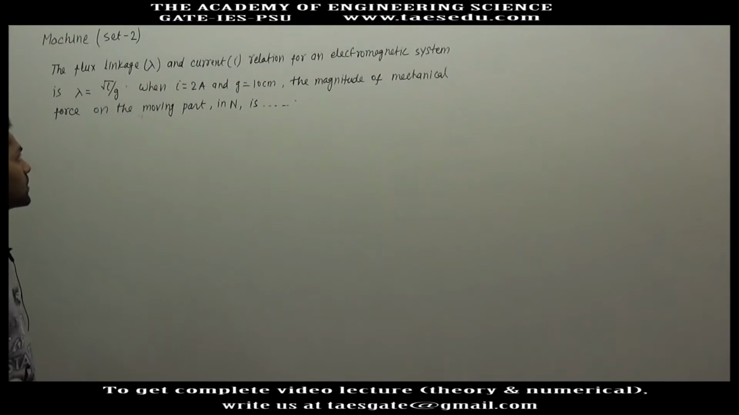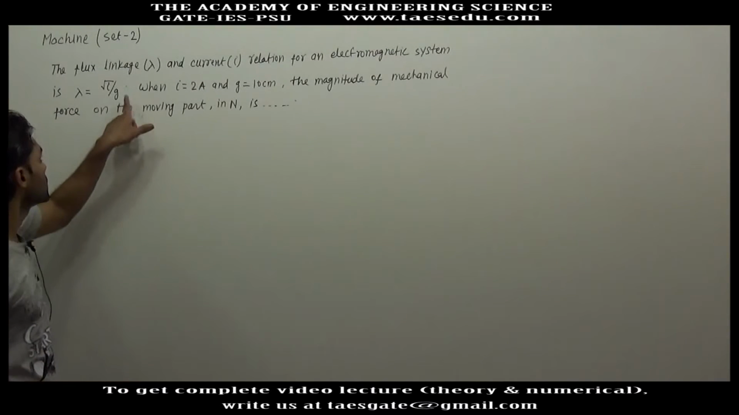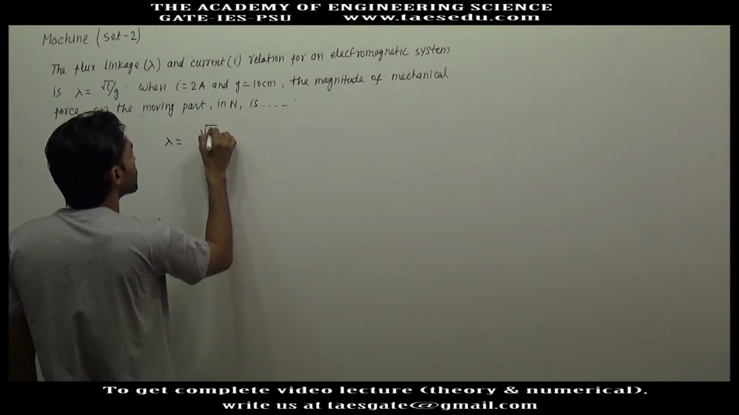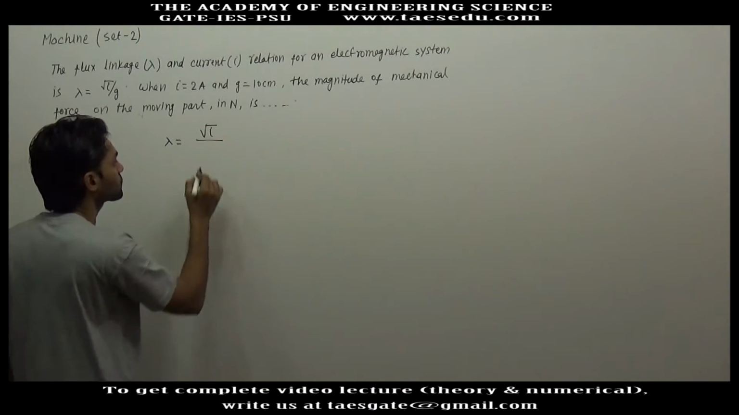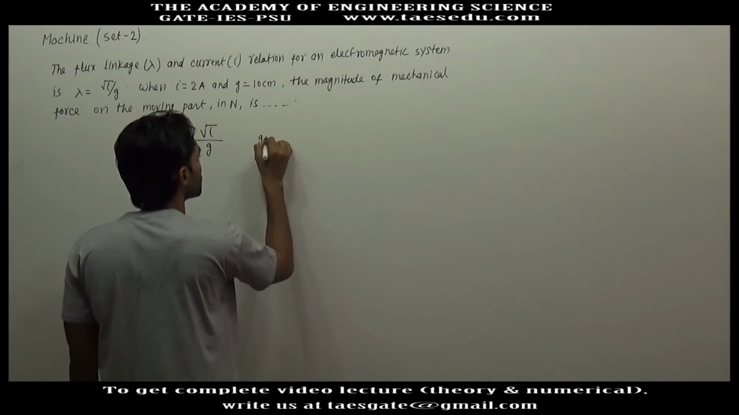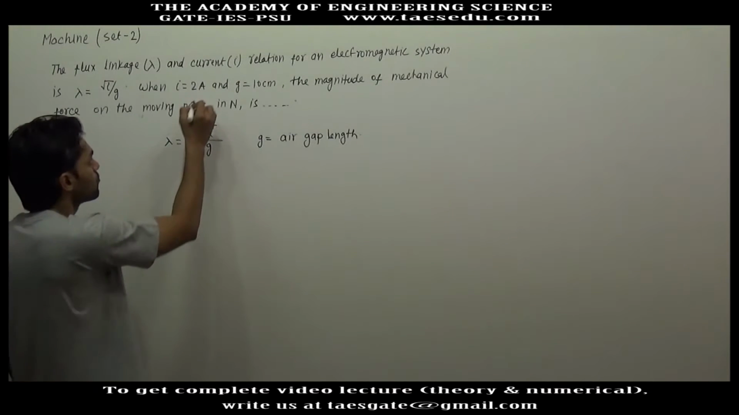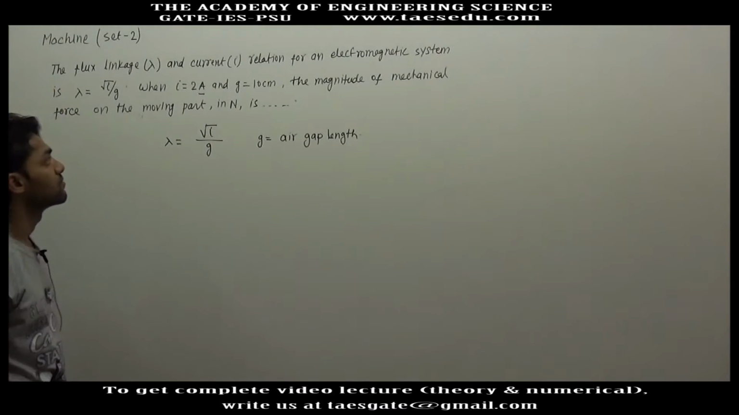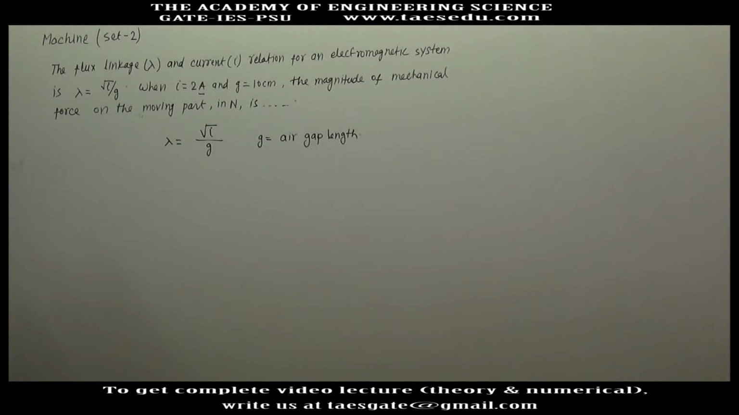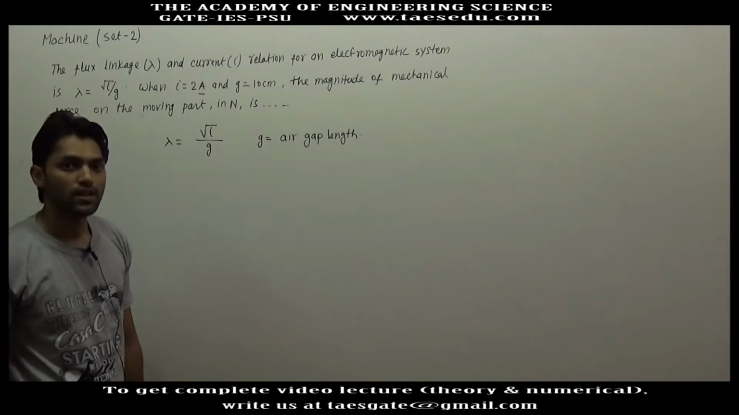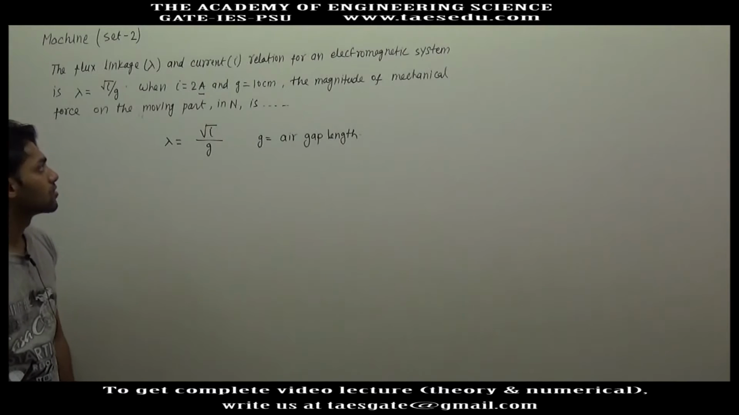The flux linkage lambda and current I relation for an electromagnetic system is lambda equal to root under I divided by G, where G is the air gap length. When I is equal to 2 ampere and G is equal to 10 centimeter, we have to find out the magnitude of mechanical force on the moving part in Newton.